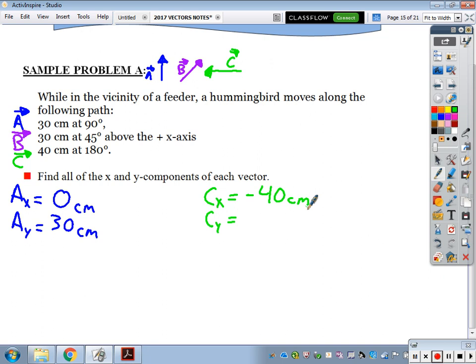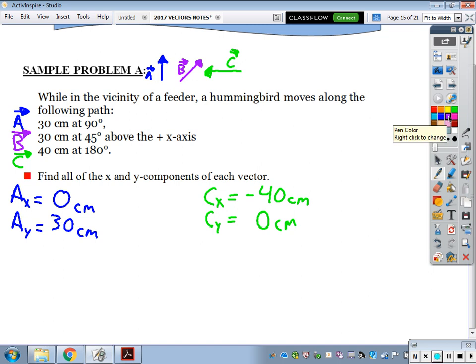It's going to the left. It's got to be a negative x component. Cy would be? 0 centimeters. Okay. Those two are pretty easy, right? Any instance where we have a vector that's parallel to either the x or y axis, I'm okay with you doing that. Just be able to identify which component is 0 and then which one has some value.